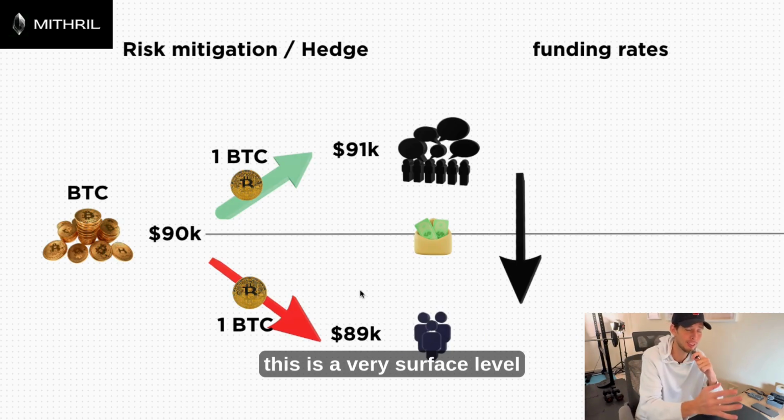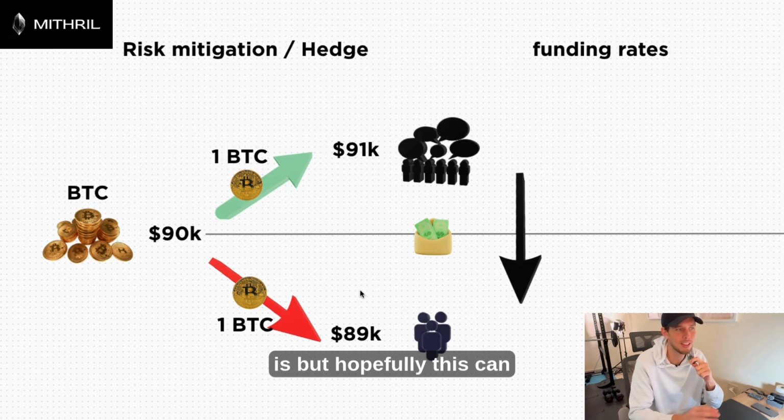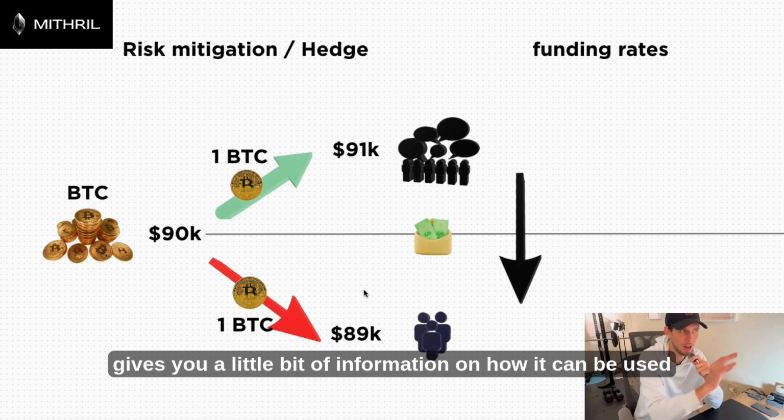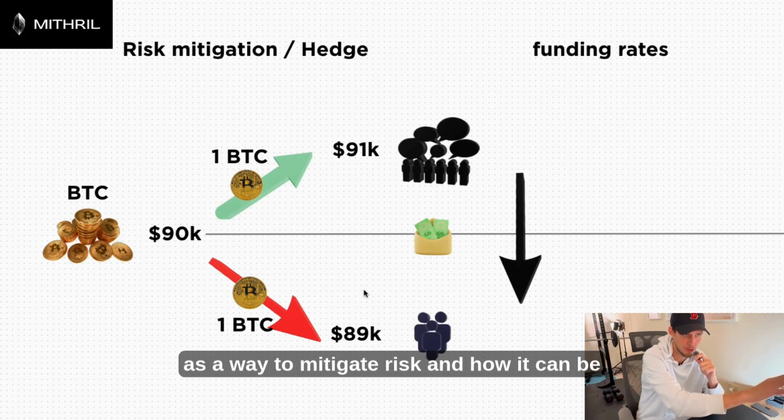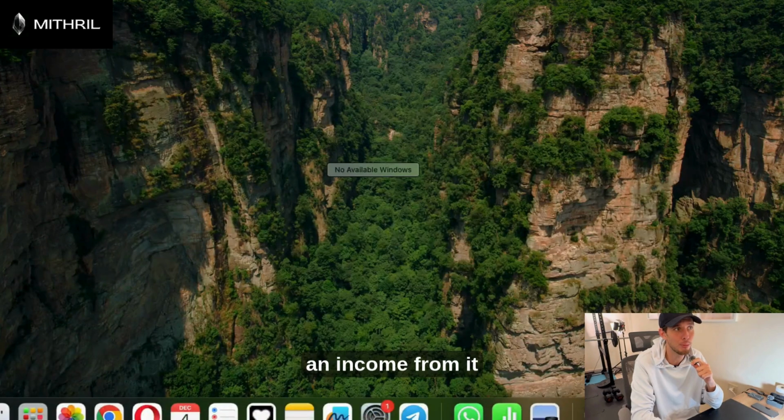This is a very surface level explanation of what a delta neutral is, but hopefully this gives you a little bit of information on how it can be used as a way to mitigate risk and how it can be used to earn essentially an income from it.